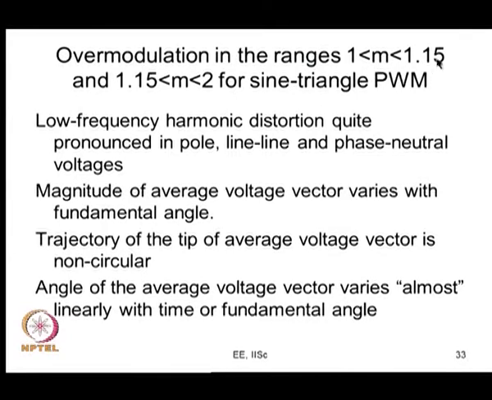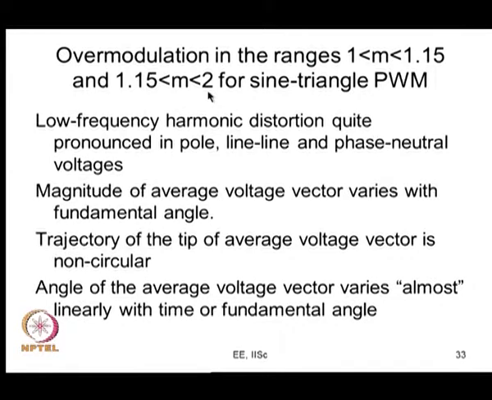So, here at any time only one phase modulating signal will go above or below the carrier peak, and in the other range, 1.15 to 2, you would find two of them going above. Sometimes only one modulating signal would go above the carrier peak, and sometimes you would have two of them going beyond the carrier peak, one above the positive carrier peak and one below the negative carrier peak.